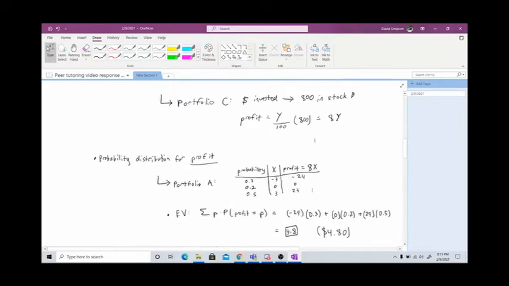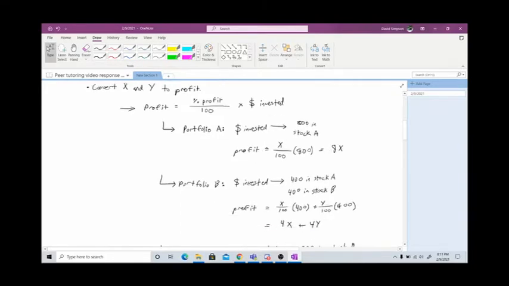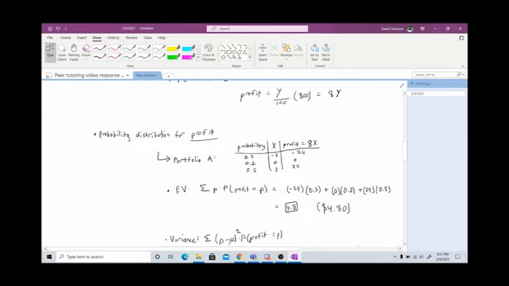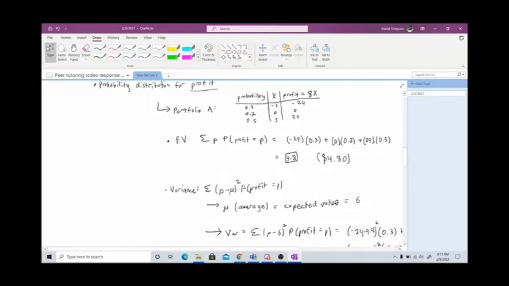And we see that since this is portfolio A, we use this formula for 8X to convert from the different values of X to the different values of profit. But we still have to keep in mind the probabilities. That's why I listed it in this table. And now that I have this table, the rest of the problem is pretty easy. We just use the formula for expected value, which is the amount of money times the probability that you get that amount of money.